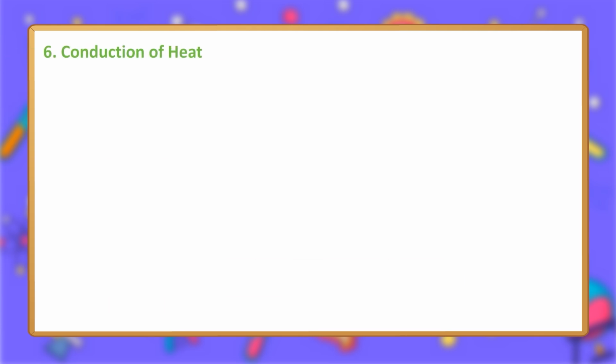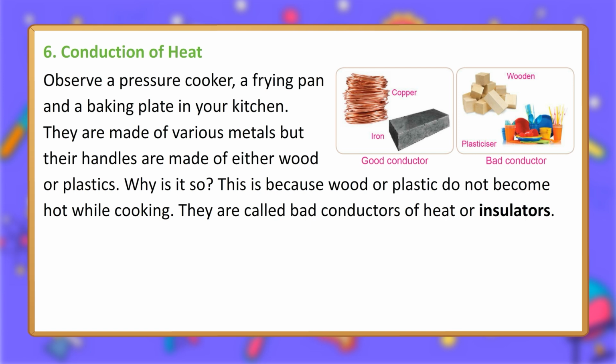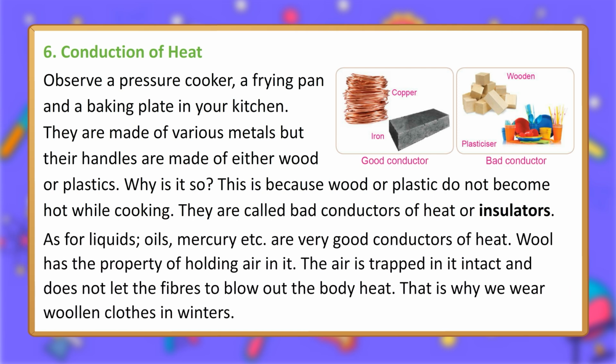6. Conduction of heat. Observe a pressure cooker, a frying pan and a baking plate in your kitchen. They are made of various metals but their handles are made of either wood or plastic. Why is it so? This is because wood or plastic do not become hot while cooking. They are called bad conductors of heat or insulators. As for liquids, oils, mercury etc. are very good conductors of heat.